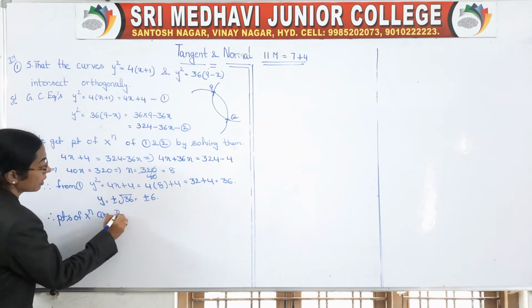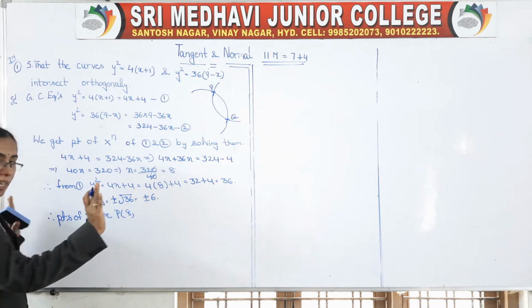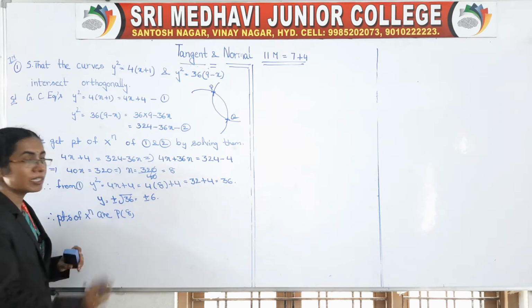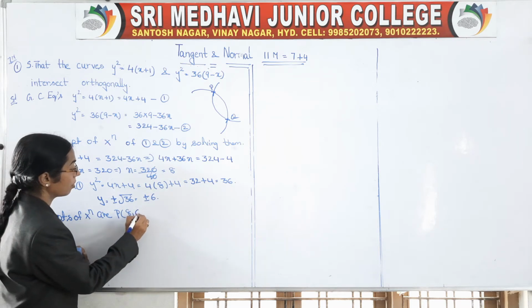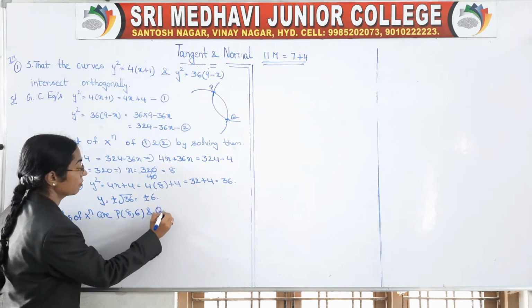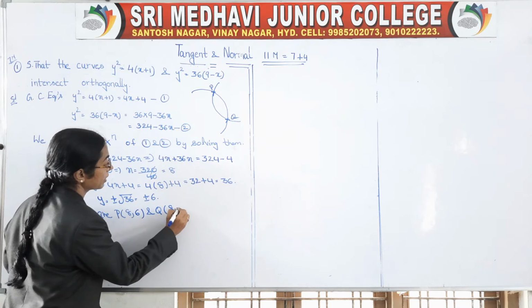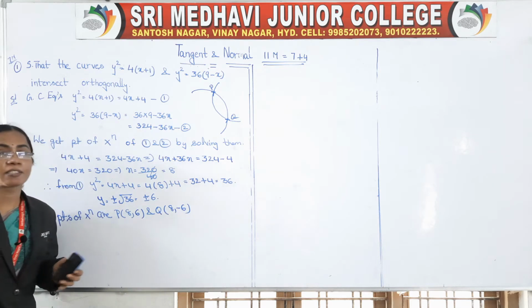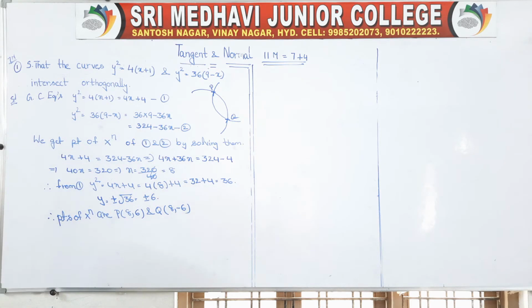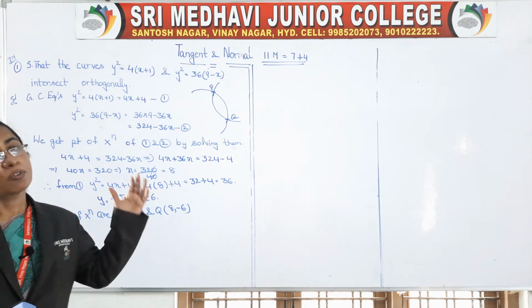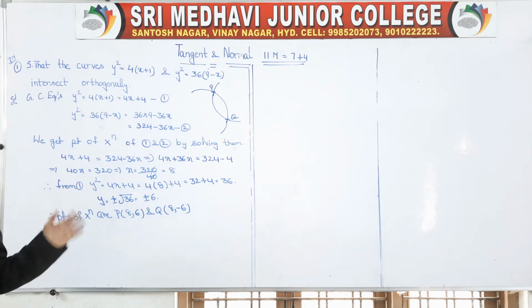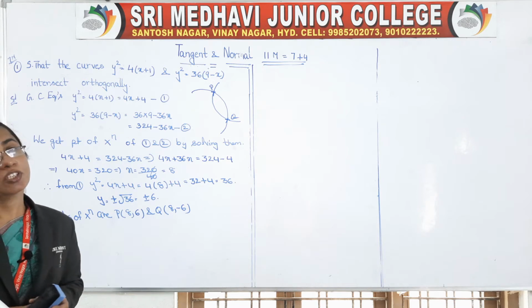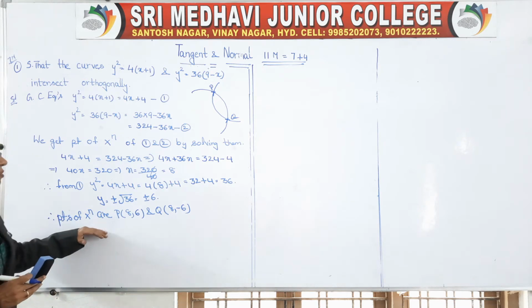are P is equal to, 8 is the same for both the points. So 8 comma 6, and for Q it is 8 comma minus 6. Okay, so now we have to prove that these two curves are orthogonal to each other. So how will we find it?